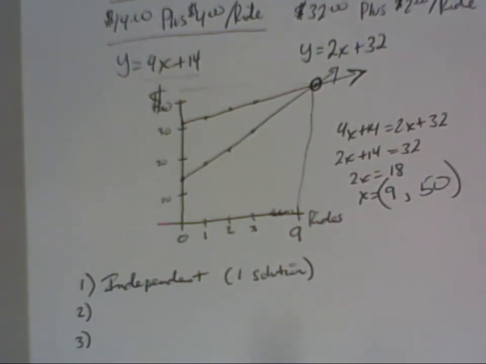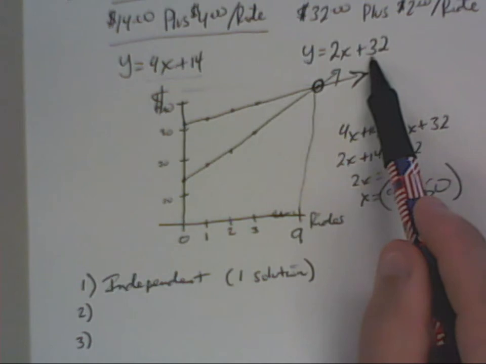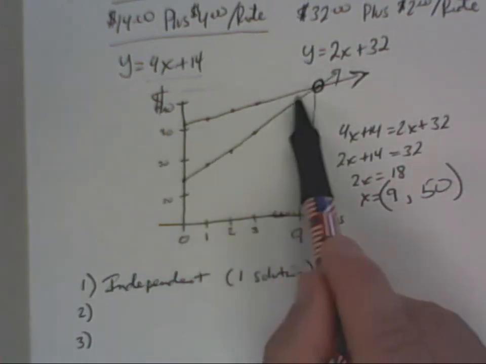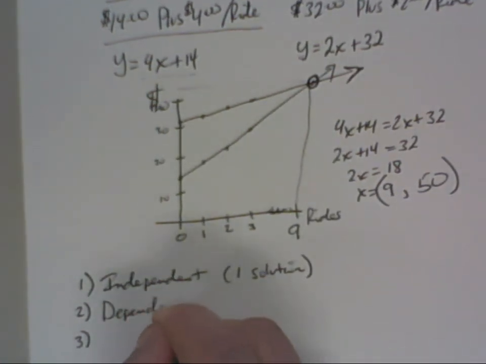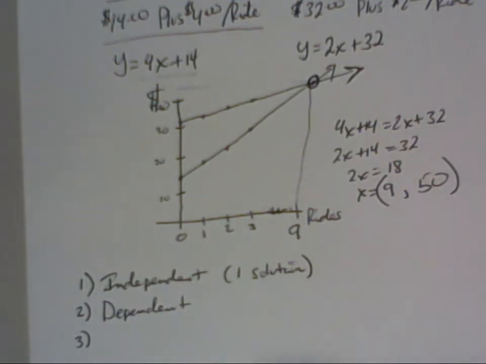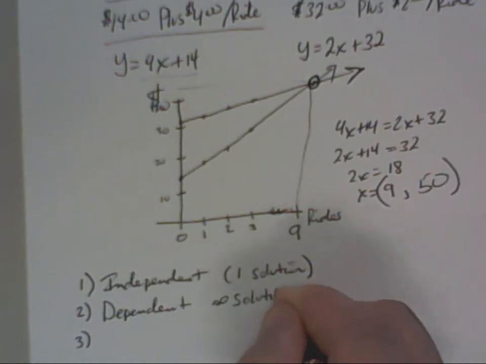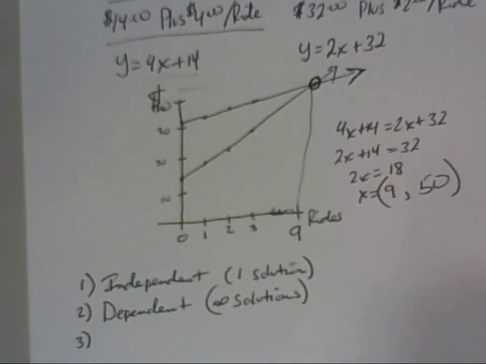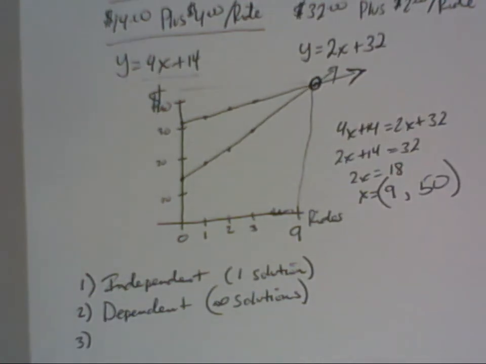However, if the 2 equations basically are the same thing, it costs $14 plus $4 per ride at Cedar Point and $14 plus $4 per ride at Kings Island, the cost is always going to be the same. In other words, the graphs would be right on top of each other. That is a dependent system. And in a dependent system, there's an infinite number of solutions, because every point on the graph would satisfy both equations. Whereas here, in an independent system, there's only one point that satisfies both equations.